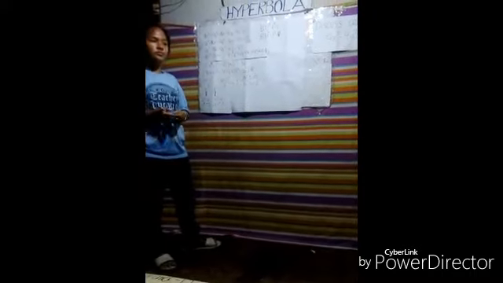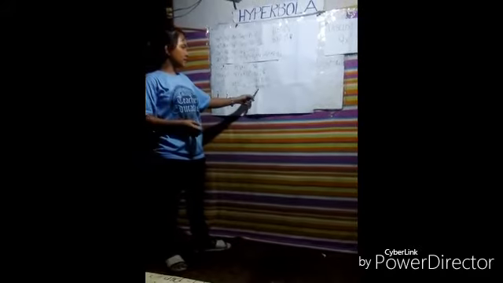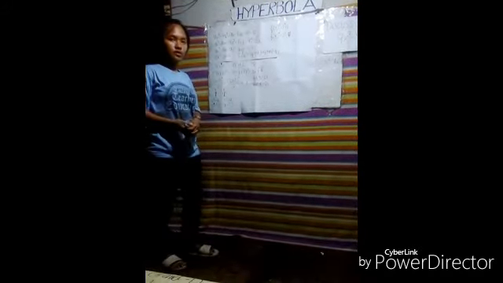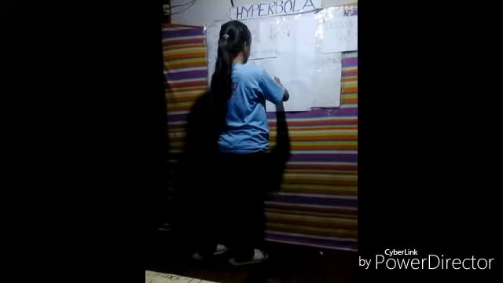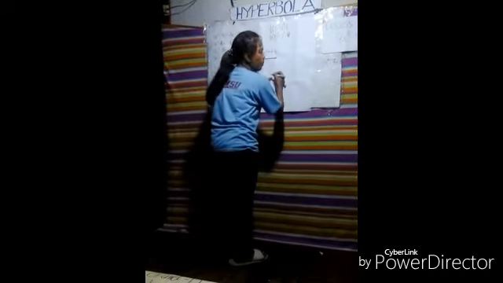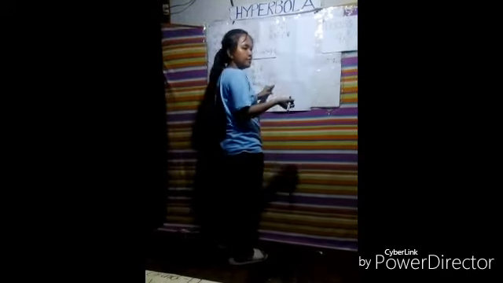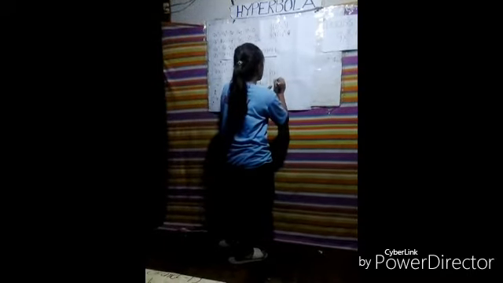So now we identify the endpoints of the conjugate axis, which are (1, 1) and (1, negative 5).